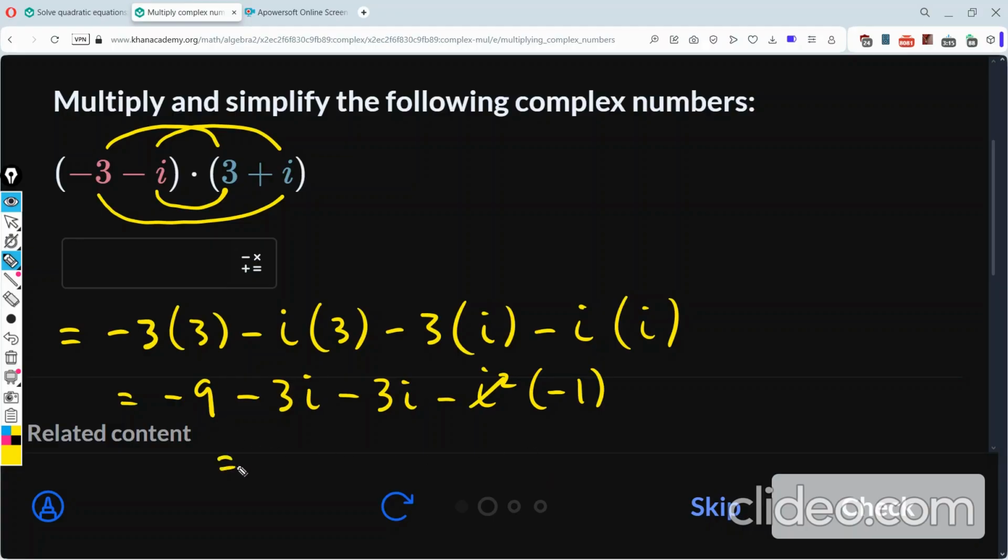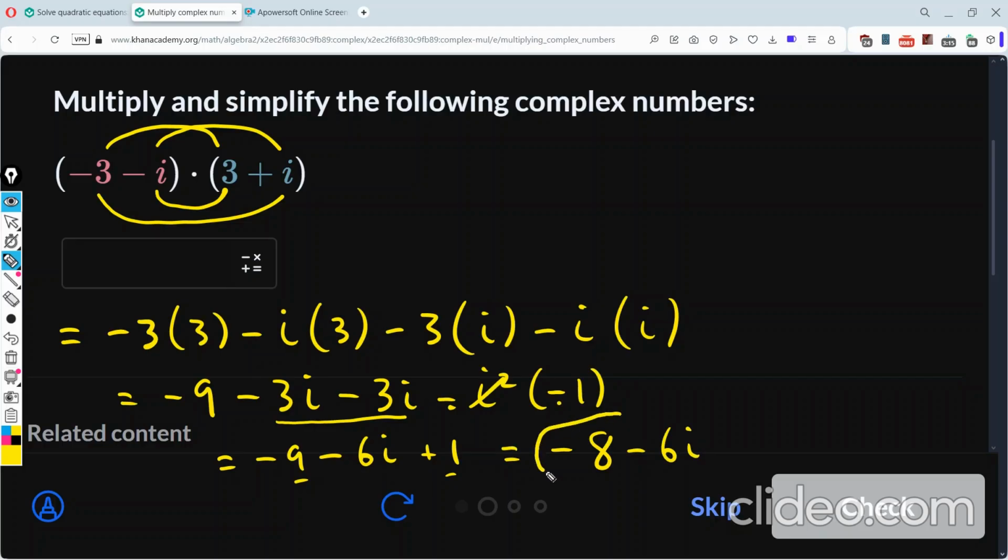All right, we have -9. And -3i minus 3i is -6i. And minus -1 is going to be +1. -9 plus 1 is -8. And that is also -6i. Final answer.